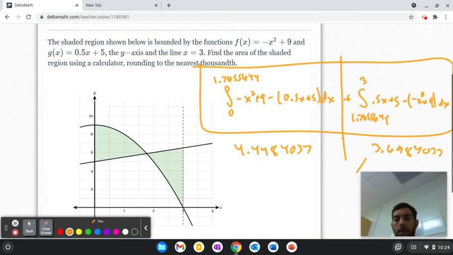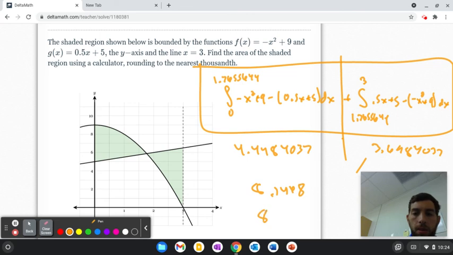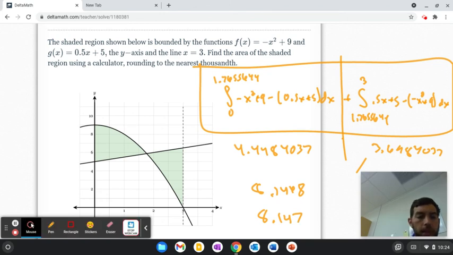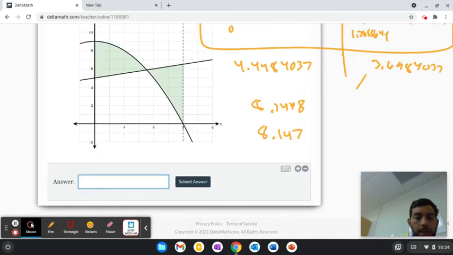I'm just going to go ahead and, from this screen, I think it'll work if I just hit plus. Yeah, it'll just take your answer for the plus, so you don't have to at least retype one of them. And then 4.4484037. And my grand total then is 8.1468, so nearest thousandth, 8.147. That should be the answer. Hopefully, Delta Math isn't taking rounded differently.